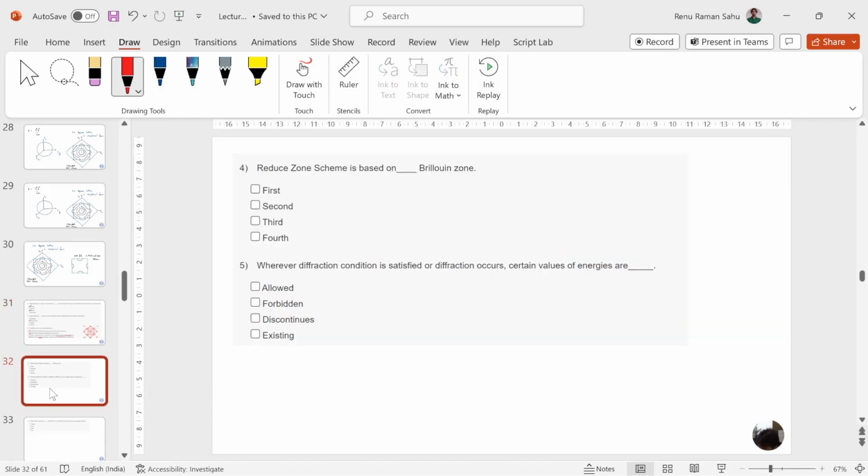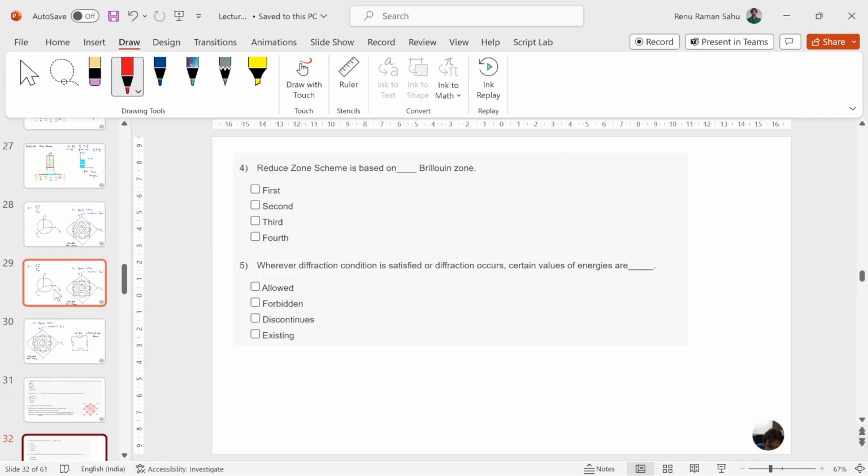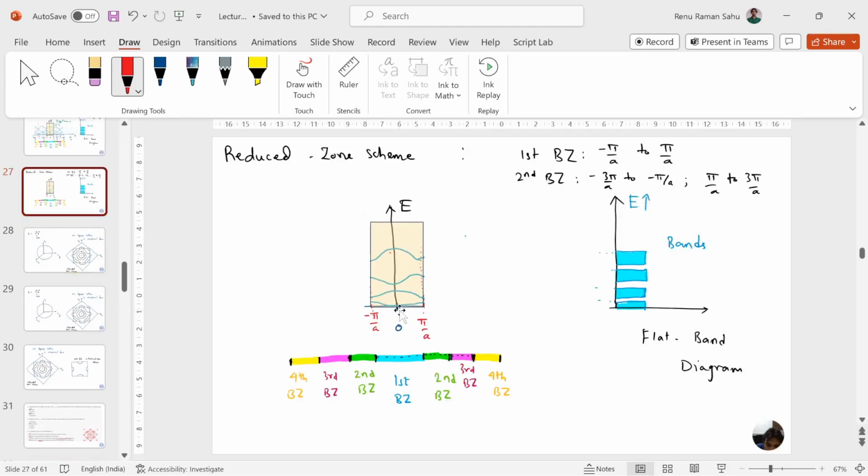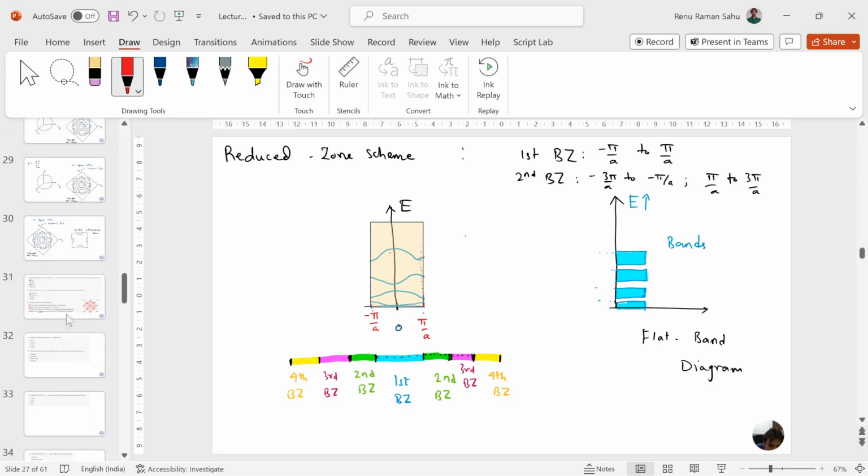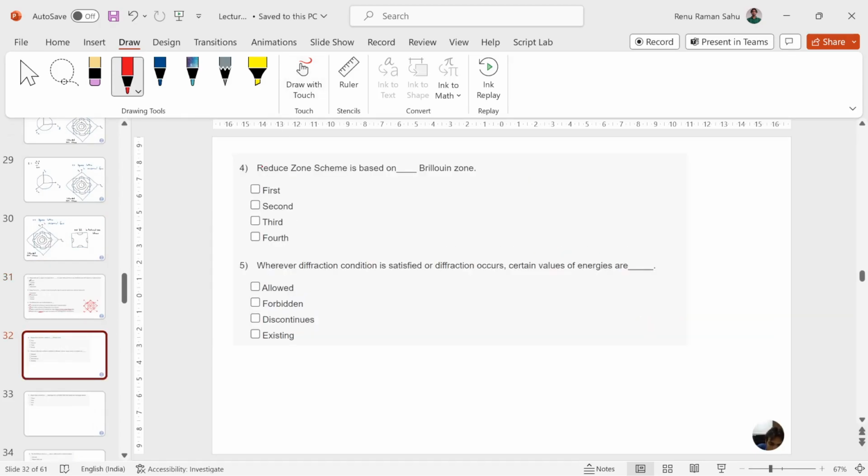Okay. What about this fourth question? Reduced zone scheme is based on dash Brillouin zone. It is actually the nth Brillouin zone. First, second, third, fourth, everything is right, right? Just hold on. Reduced zone scheme. What is the reduced zone scheme? It is this, no? Only one Brillouin zone, correct? Yeah. So this is our reduced zone scheme, and this is the first Brillouin zone, minus pi by a. That is the first zone. Yeah. Correct. Okay. What about the fifth one?